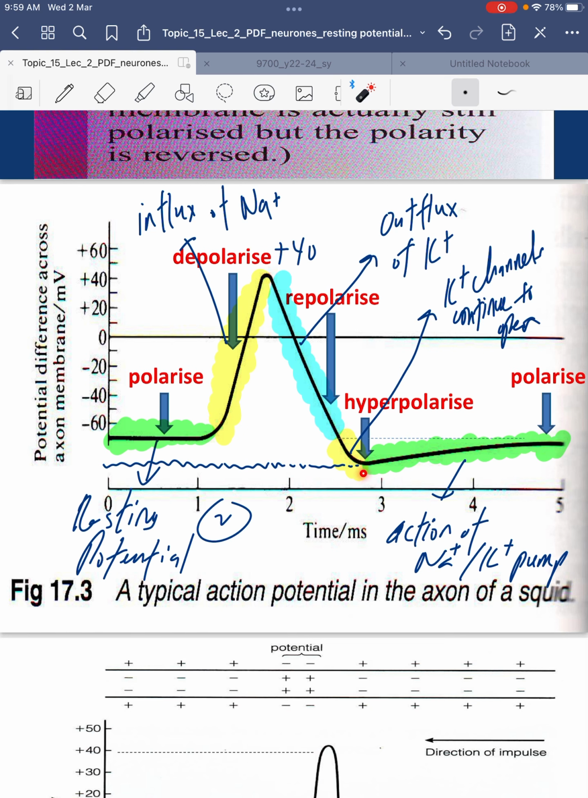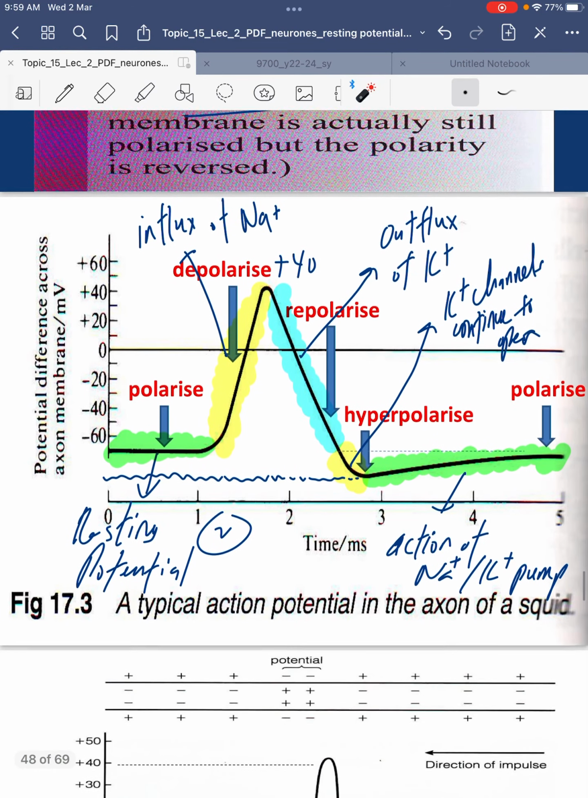There is an overshoot here, meaning the potassium continues to leave because the potassium channels are still open. It's like being late to press the brake pedal. But after the potassium channels eventually close, how does it go back to minus 70 here? That's because of the action of the sodium potassium pump, going back to minus 70 millivolt.